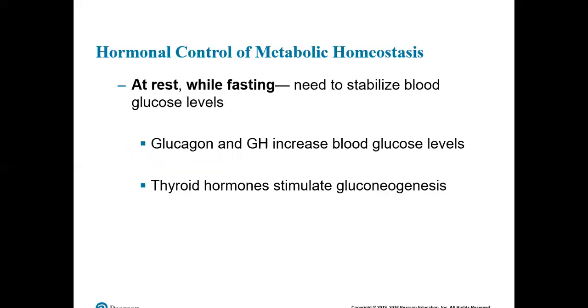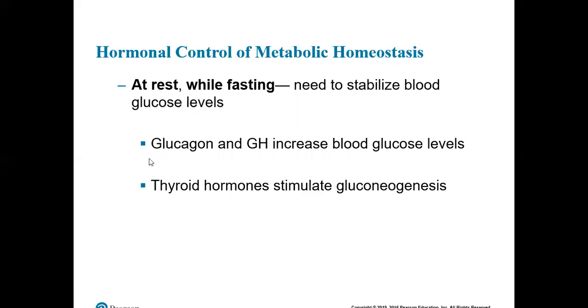For metabolic homeostasis, or balancing metabolism and some of your nutrient levels, this is what's going to happen at rest, while you're fasting, in other words, you're not eating for a time. Let's say you're asleep for 8 hours. You're not eating while you're asleep, so you're fasting, essentially. You still need to balance out your glucose levels even when you're not eating. They need to have some kind of balance, and so there are some hormones in place that help to balance your glucose levels whenever you're not eating.